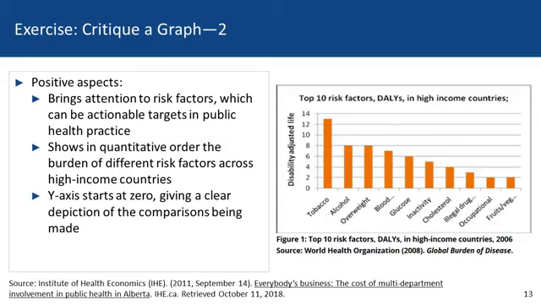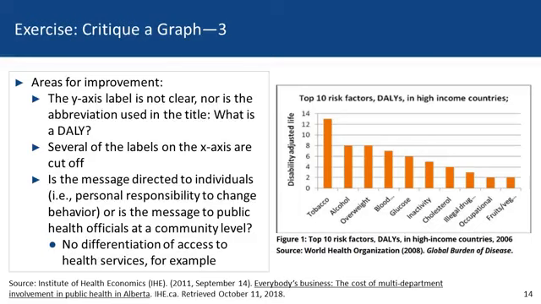to work on first. The y-axis starts at 0, thus giving a clear depiction of the comparisons that are being made. Some areas for improvement that I thought of. The y-axis label is not clear, nor is the abbreviation used in a title. A non-public health expert might ask, what is a DALY? There is no way to know from this graph that the disability-adjusted life year is a composite measure that depicts both mortality as well as disability in affecting an individual's life.